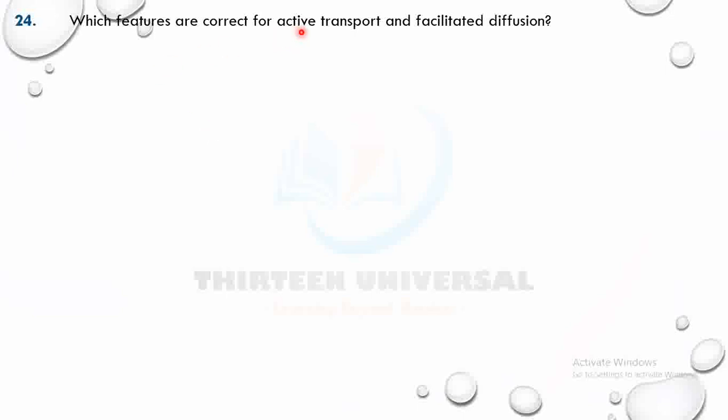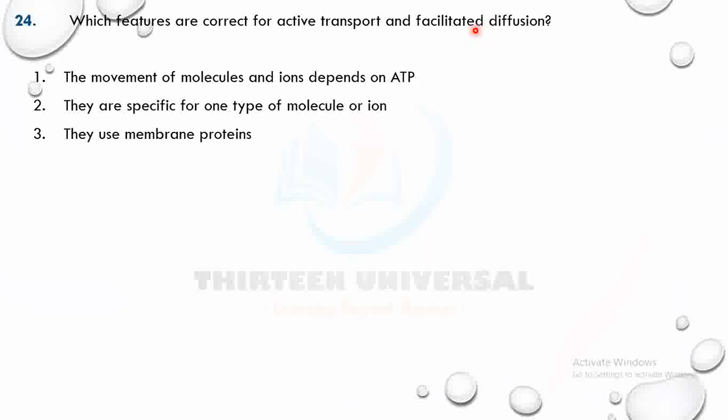So 3 of them. Which features are correct for active transport and facilitated diffusion? Which one fits them? Now pause the video and try. The movement of molecules and ions depends on ATP. Now this works for active transport, but it doesn't work for facilitated diffusion. Facilitated diffusion is a passive process. It doesn't need energy because charged molecules are moving from high concentration to low concentration. So this is not for both of them.